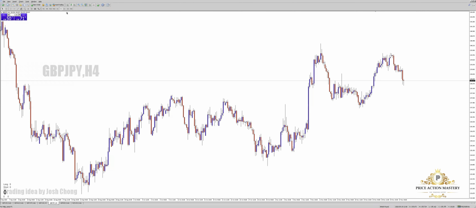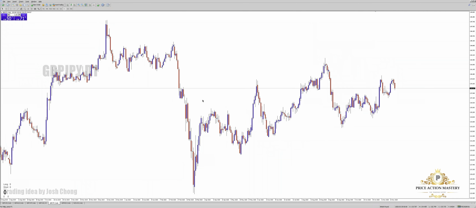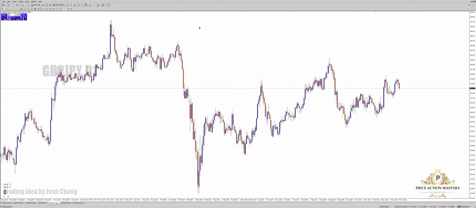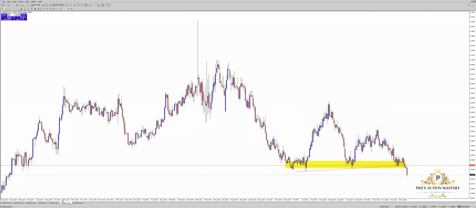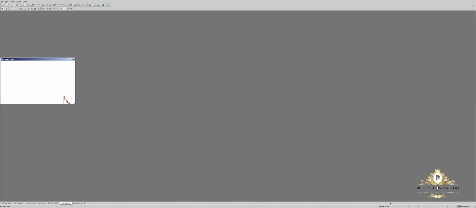Next will be GBP Yen. Even though the market is having a big drop since last week, the trend is still upside exposure. It's still in an uptrend. Then GBP New Zealand, this one still dropped, but I'm not going to say anything because I'm not favoring this pair.